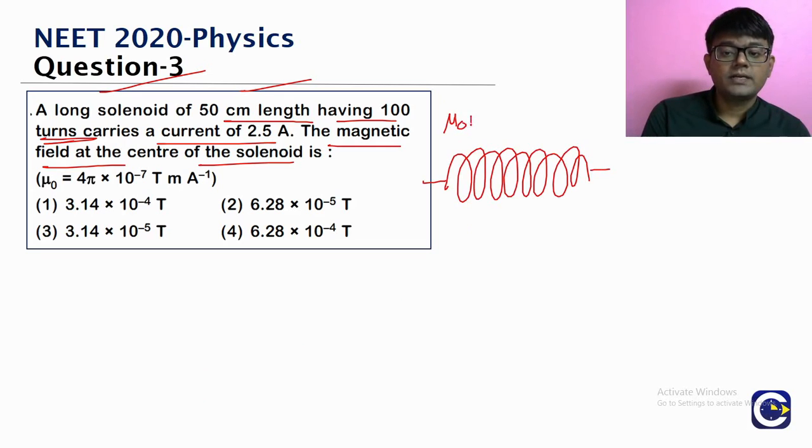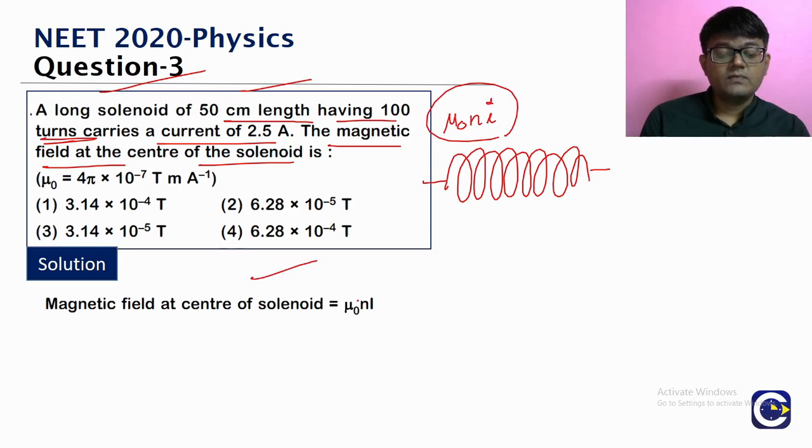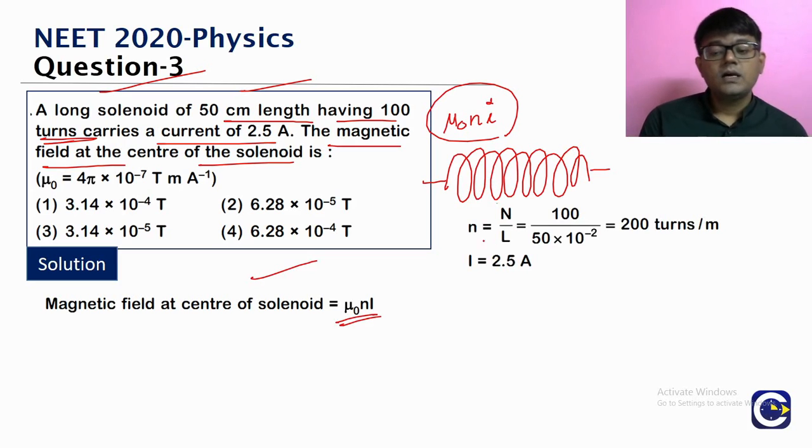It will be mu naught into small n into I, correct? What is small n? Number of turns per unit length. So it's a straight formula question. At the center of the solenoid, the magnetic field is mu naught into n into I. Because they have not mentioned anything, we assume the medium inside the solenoid is air or vacuum.